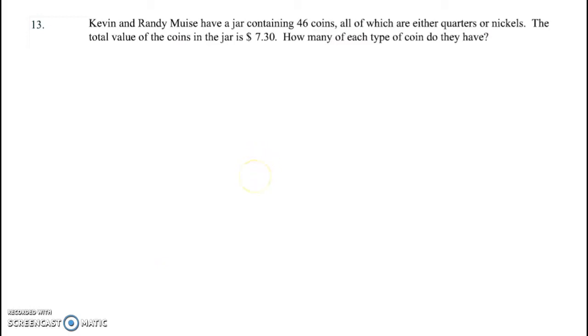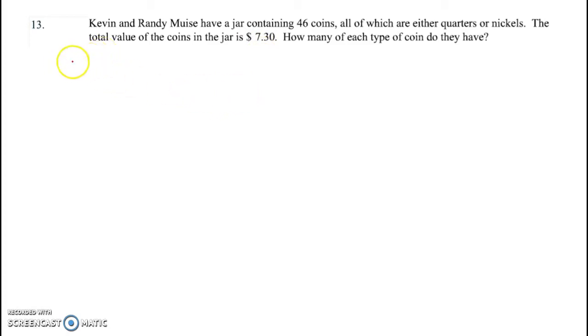13. Yay, another word problem. Kevin and Randy have a jar that contains 46 coins, all of which are either quarters or nickels. The total value of the coins in the jar is $7.30. How many of each type of coin do they have?